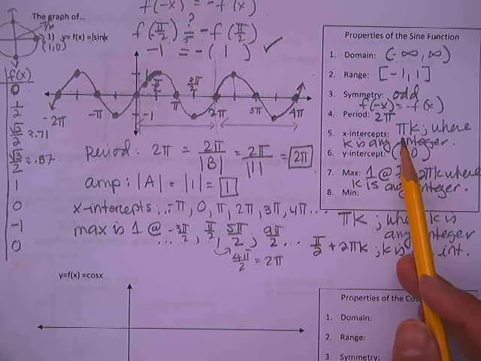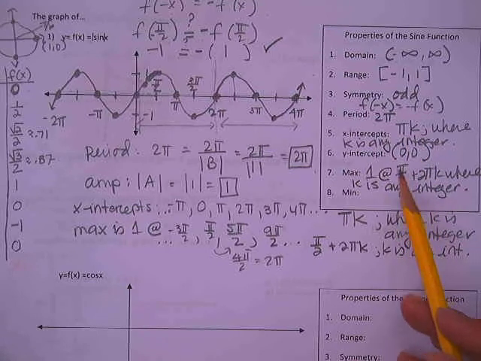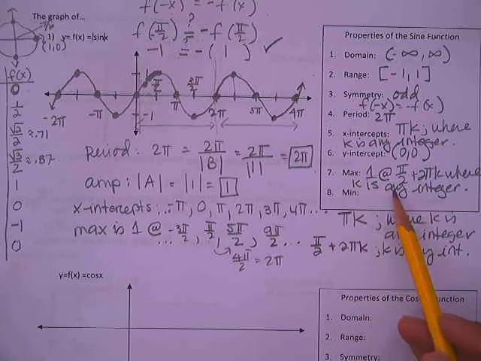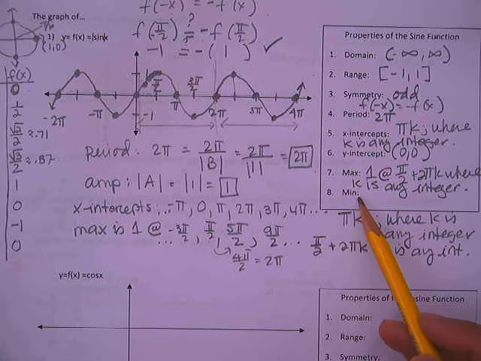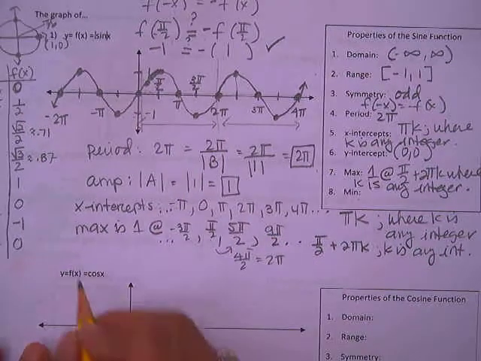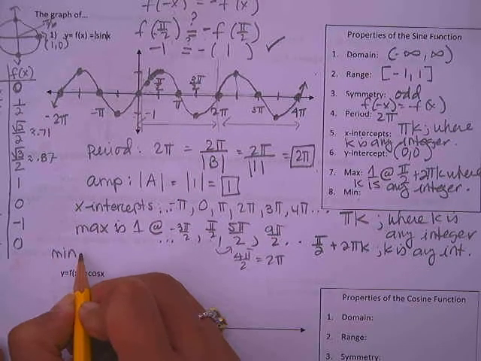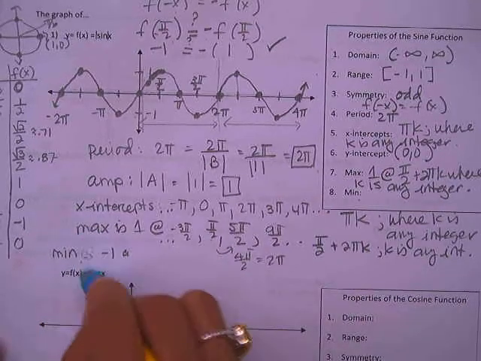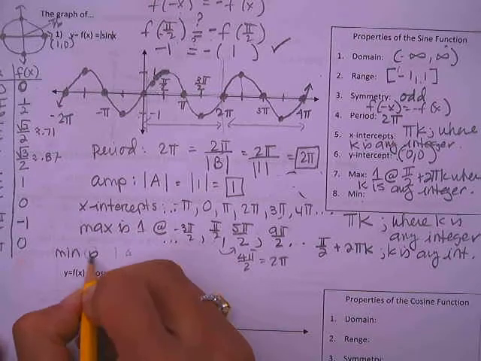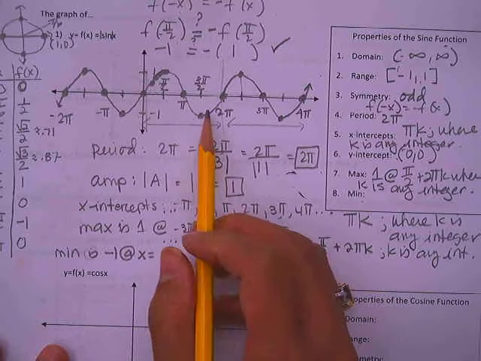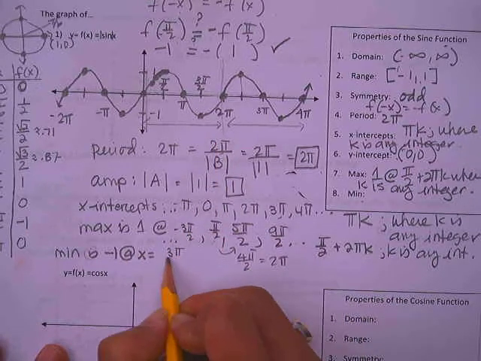if you didn't understand how I came up with the x-intercept equation or formula, or how I obtained all the locations for the maximum. Similarly for the minimum. The first one looks like the lowest point is at 3 pi over 2. Okay, so let's write minimum right here, in the little space that I have left. Minimum is negative 1 at x equals, the first one is positive 3 pi over 2.